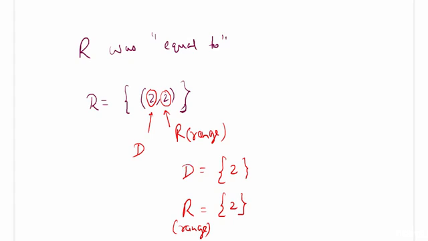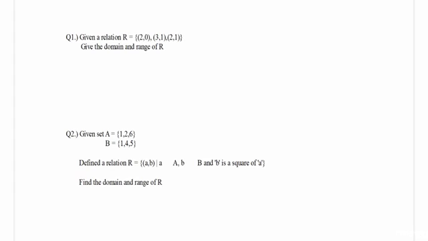Alright guys, now let's do some questions. Here we are given a relation R, which is like this: (2, 0), (3, 1) and (2, 1). We have to find the domain and range of R.